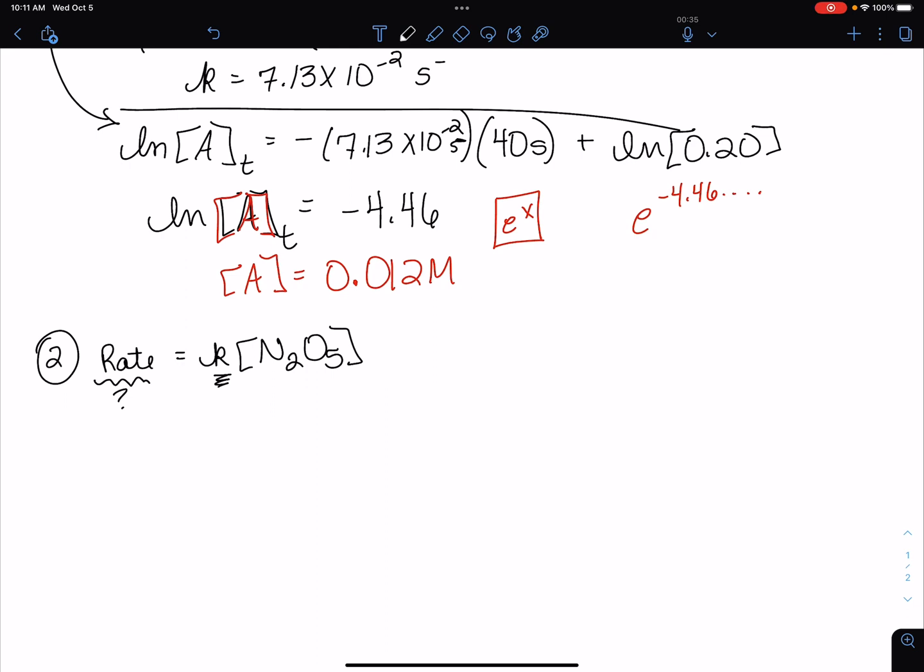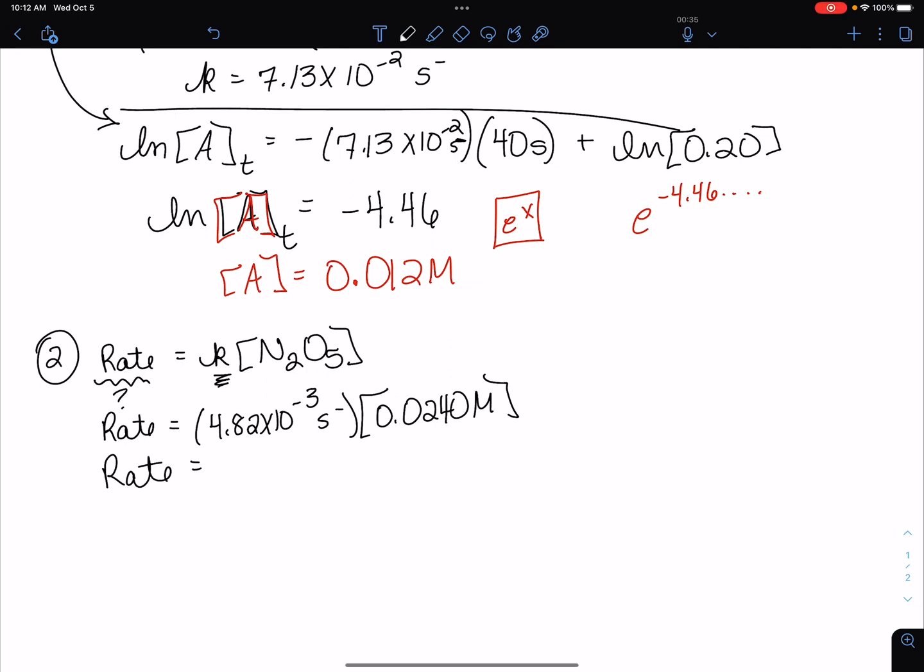And we're also given the concentration of the dinitrogen pentoxide. So to calculate the rate, we plug in the rate constant, which is 4.82 times 10 to the minus 3 s to the negative 1, times the concentration of N2O5, which is 0.0240 molar. And I get that the rate is 1.16 times 10 to the minus 4 molarity per second.